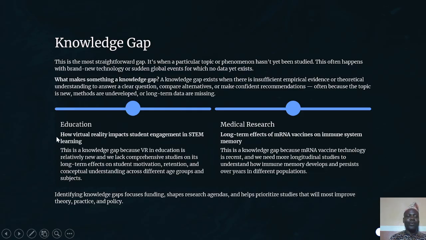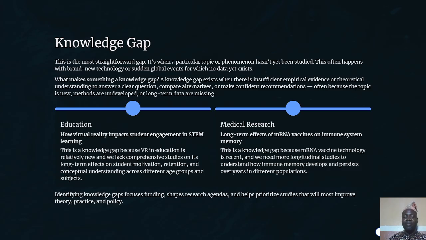Look at this example in an education research. How virtual reality impacts engagement in STEM learning. This is a knowledge gap because virtual reality in education is relatively new and we lack comprehensive studies on its long-term effects on student motivation, retention, and conceptual understanding across different ages, groups, and subjects. So this is a knowledge gap in education.